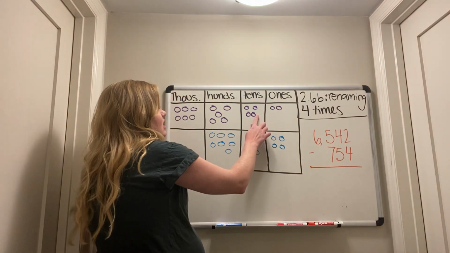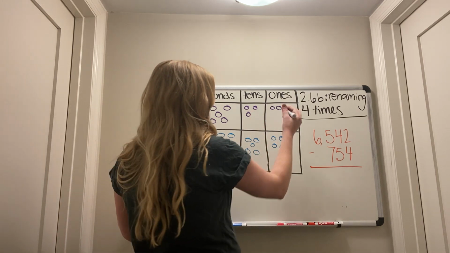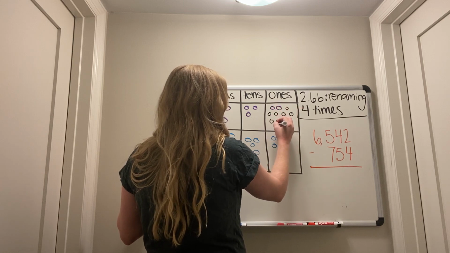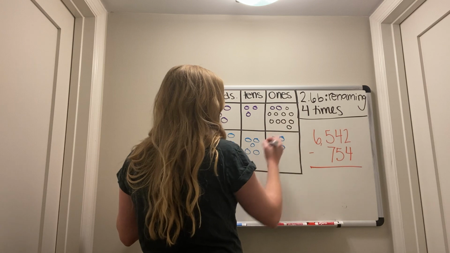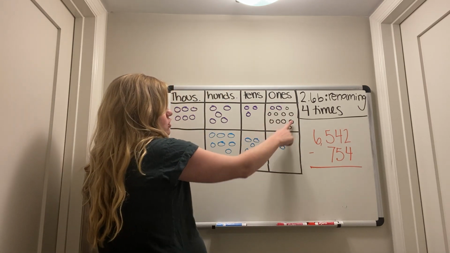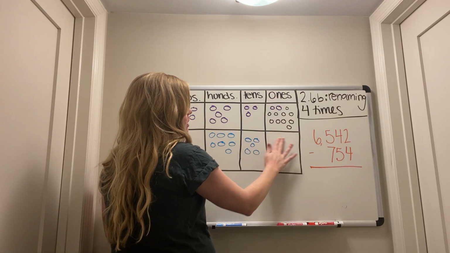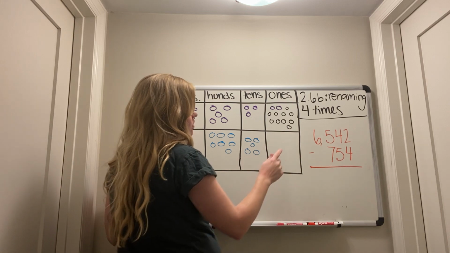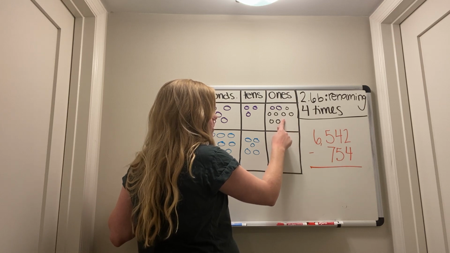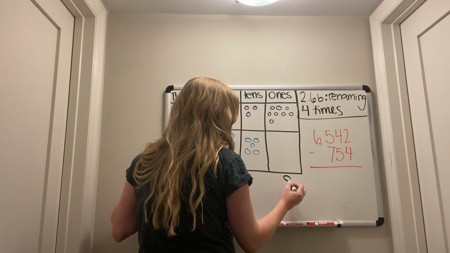So what we're going to do instead is we're going to take 1 ten and turn it into 10 ones. 1, 2, 3, 4, 5, 6, 7, 8, 9, 10. And then we're going to subtract 4 from this number. Now we have 12 up here. 12, we'll get rid of these 4. Then we're going to get rid of 4 of these. 1, 2, 3, 4. Now we have an 8 in the ones place.